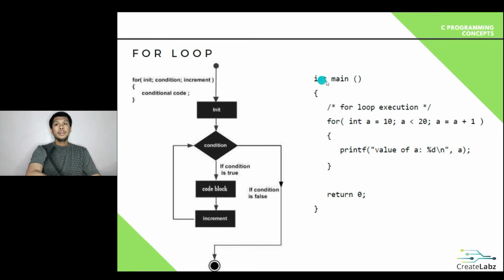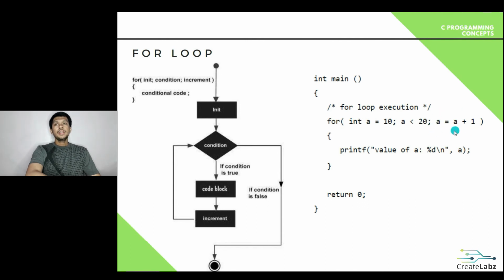So I have here for. This is the initialization, a equals 10. This is the condition. a is less than 20. So as long as a is less than 20, repeat this. If it's not anymore less than 20, exit. And then the increment is a equals a plus 1. You can also write here a plus plus.